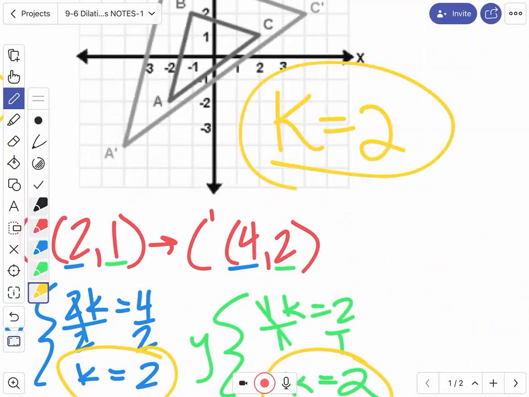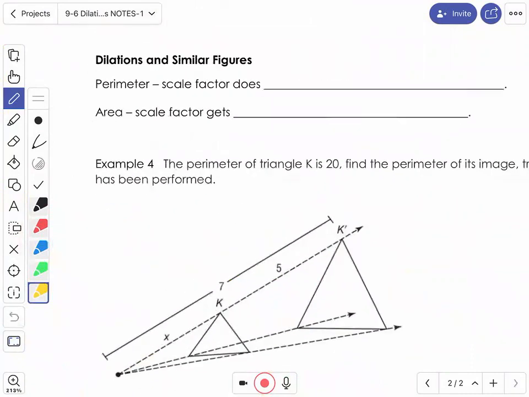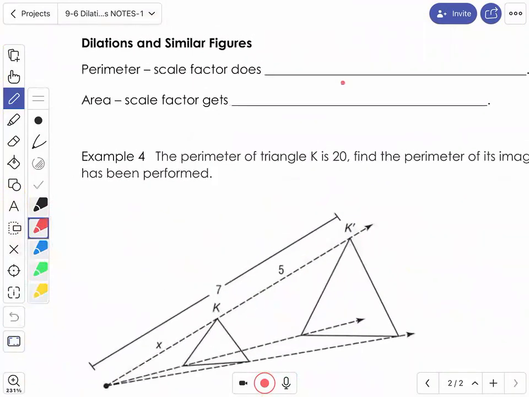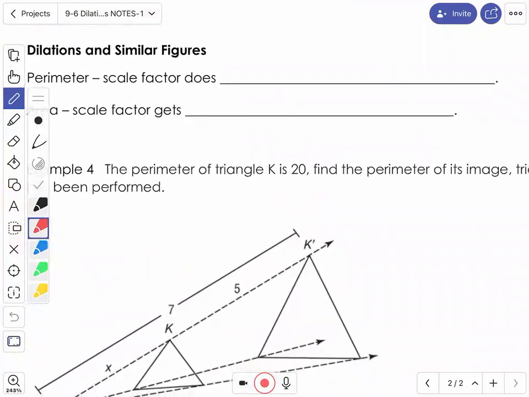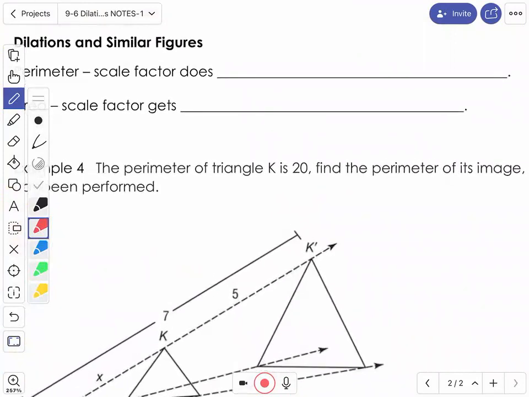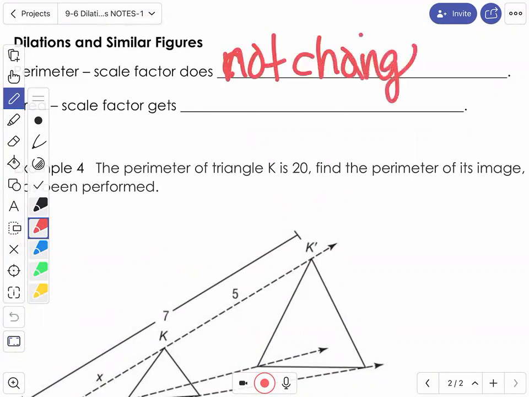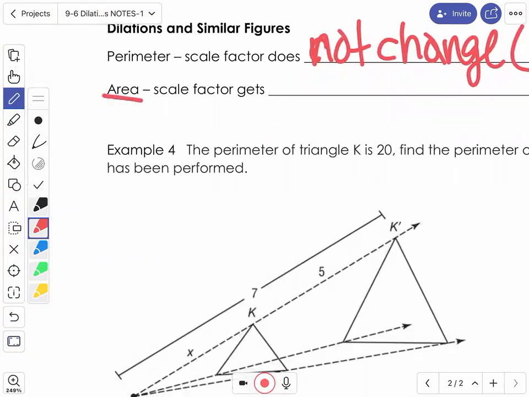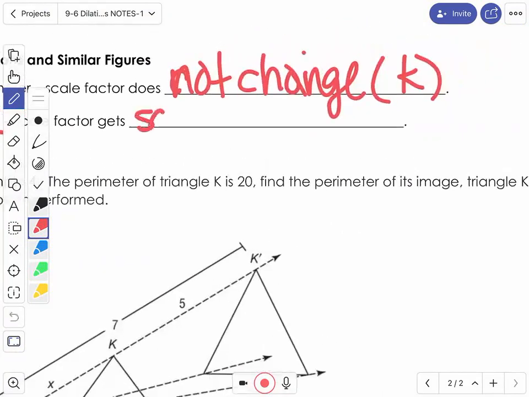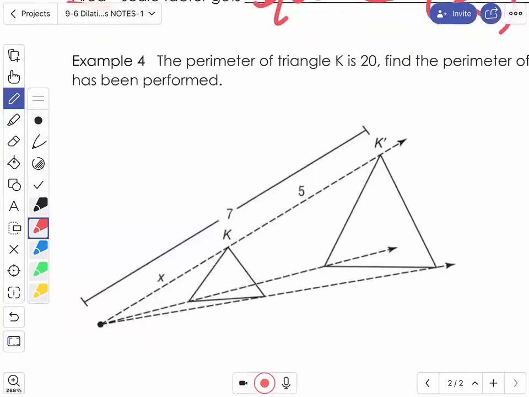All right, now let's check out our next example looking at dilations and similar figures. When we do the perimeter of our figures, the scale factor is what we can use to find it, and it does not change. So it will stay k. But when we do the area, this time the scale factor will be squared, meaning k squared: take your scale factor and square it. So let's see what happens first with perimeter, and then we'll look at area.